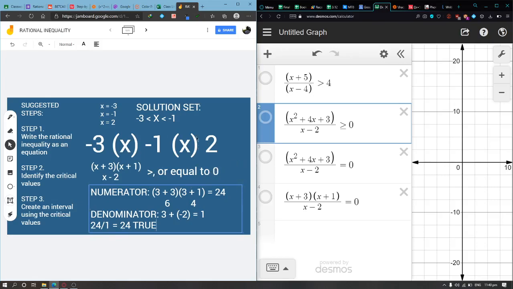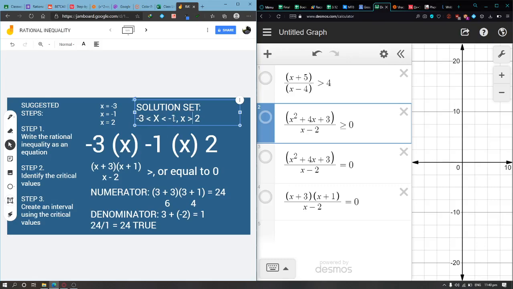So, any number that is greater than 2, so the value of x could now be greater than 2, or greater than or equal to 2. So, there is an underline here, right?